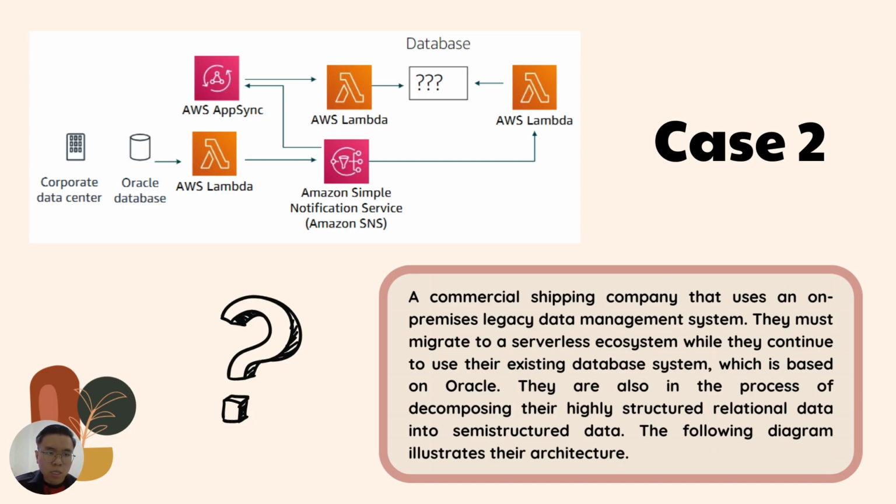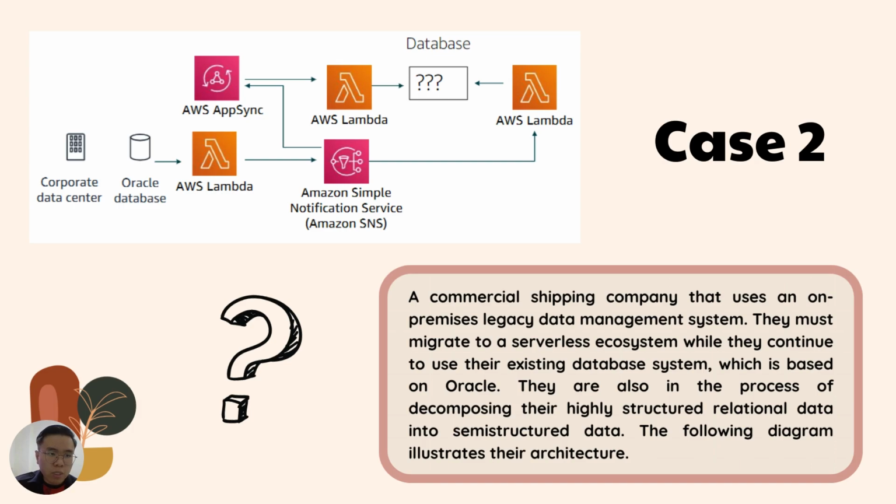We can see the question with the commercial shipping company. They use an on-premise legacy data management system, and they must migrate to a serverless ecosystem while they continue to use their existing database system, which is based on Oracle. They are also in the process of decomposing their highly structured relational data into semi-structured data. So we can see the diagram illustrating their architecture.